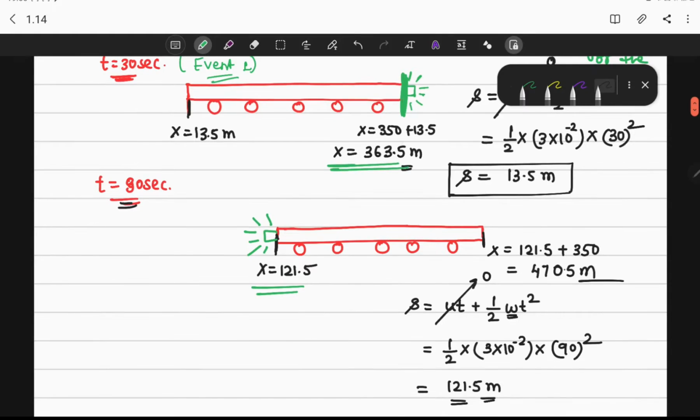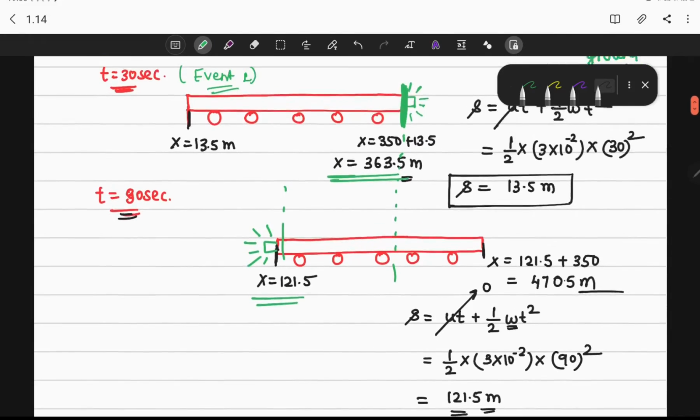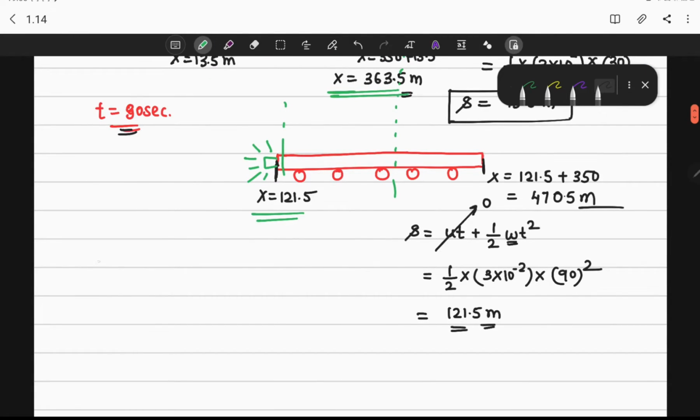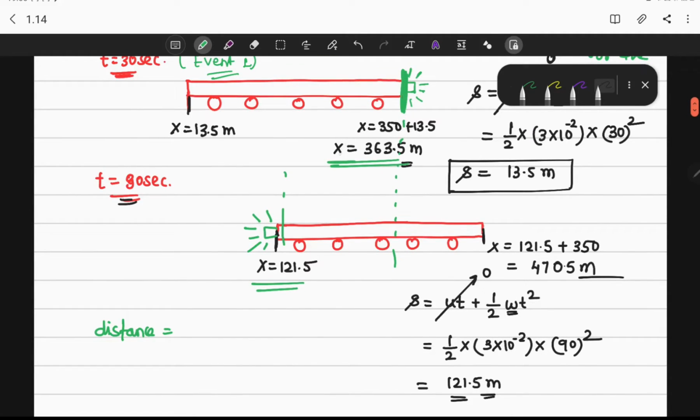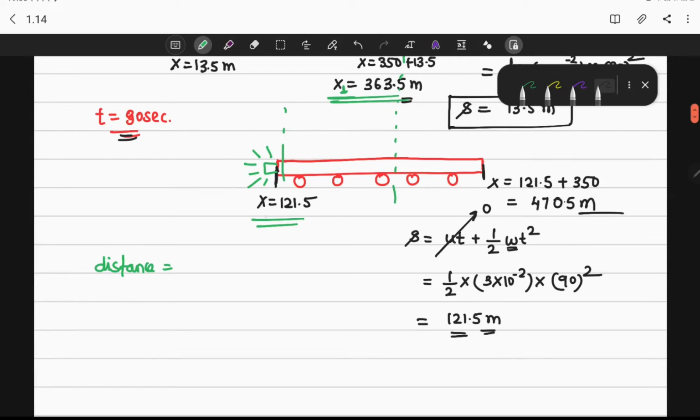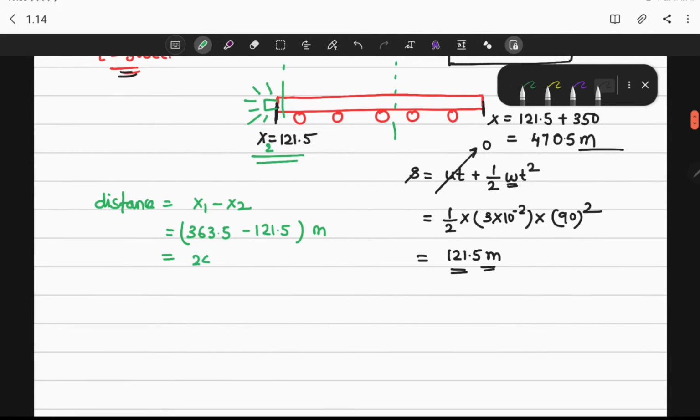So it is asking what is the distance between these two events. Let us say this is event x1 and this is x2. The distance we can write as x1 minus x2, which is 363.5 minus 121.5 meter. If we subtract, we get 242 meter, or we can write 0.242 kilometer.